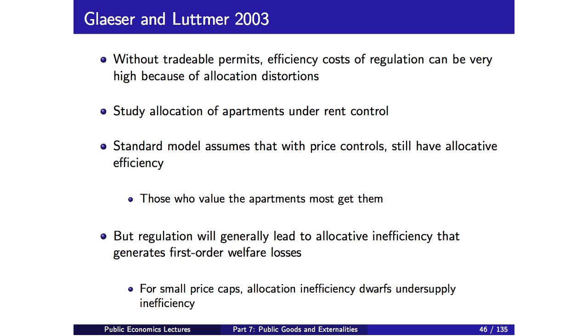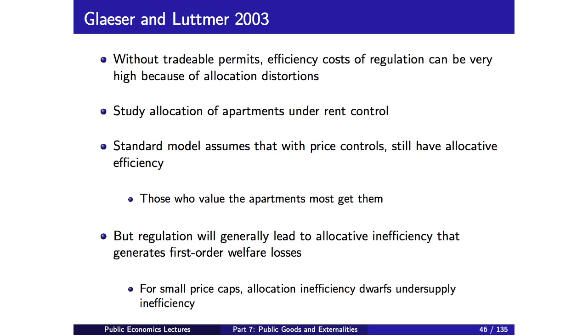So the main point they make in this paper is that without tradable permits, the efficiency costs of regulation could be very high because of allocation distortions, which we don't think about in the standard setup, as I'll show you. They study in particular the allocation of apartments under rent control. And their point is the following.